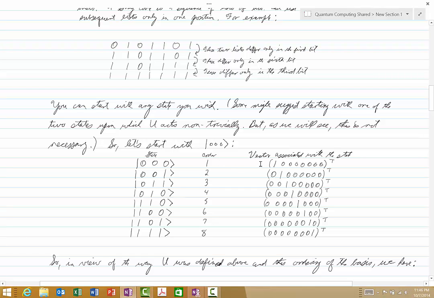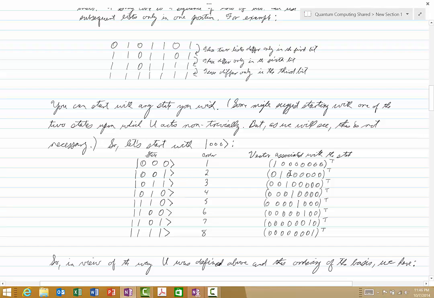Now, the vector associated with 0, 0, 0 will still be 1, 0, 0, 0, 0, 0, 0, 0, and this T means transpose. So instead of this row vector, when we transpose it, we'll get the column vector that has 1 in the first entry and then 7 zeros. And that's what we're accustomed to for the vector associated with this state when we're talking about 3-qubit states. So that's fine. Nothing surprising there.